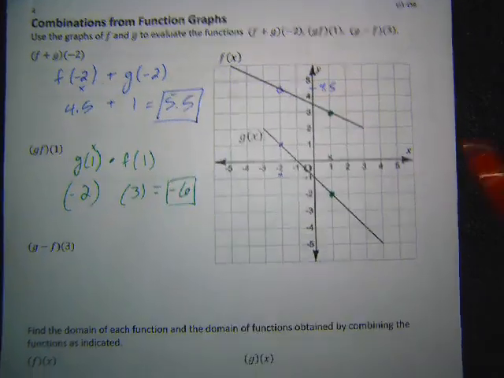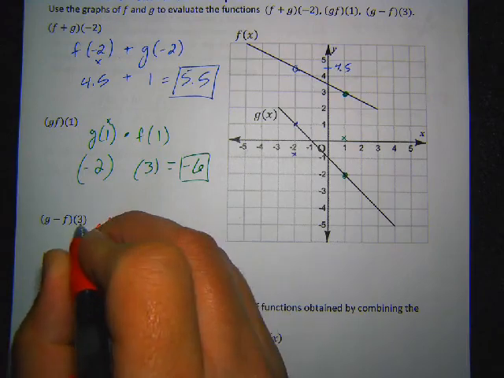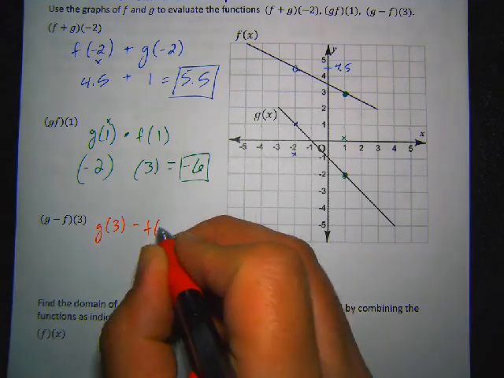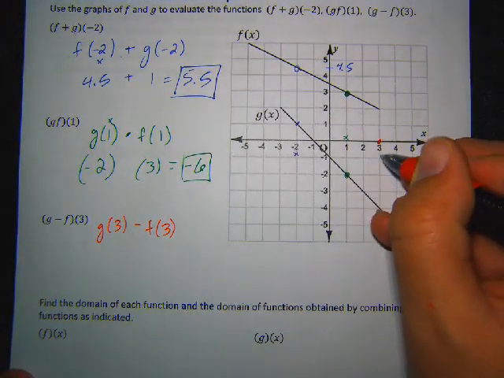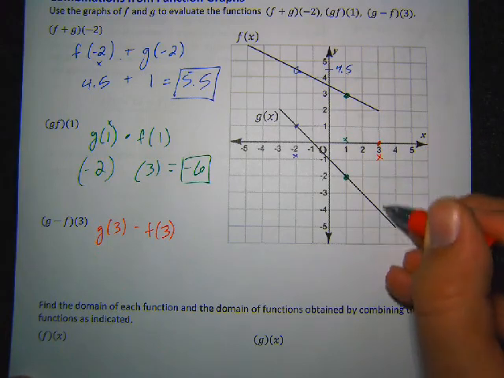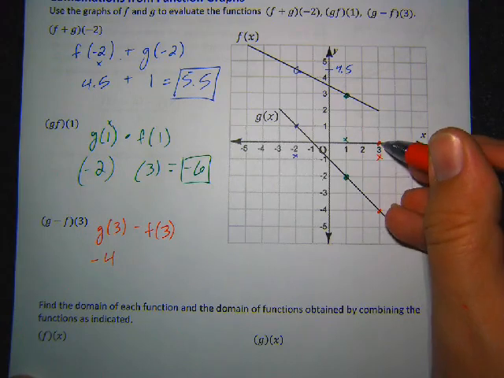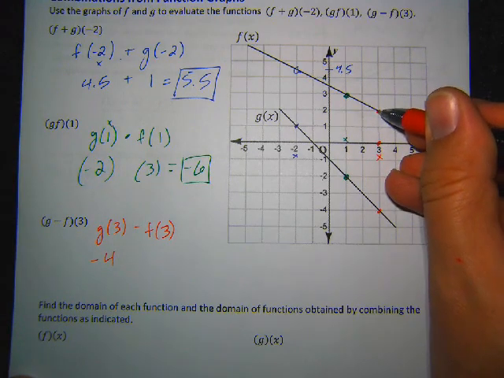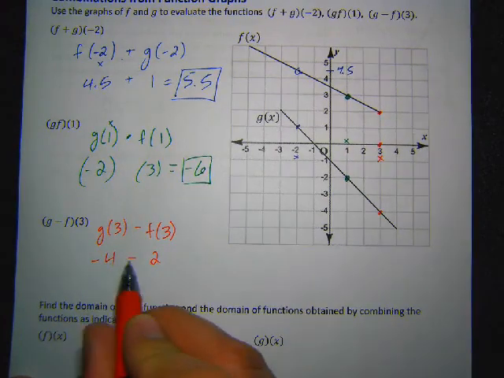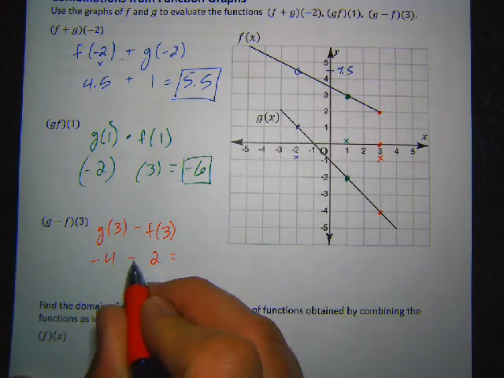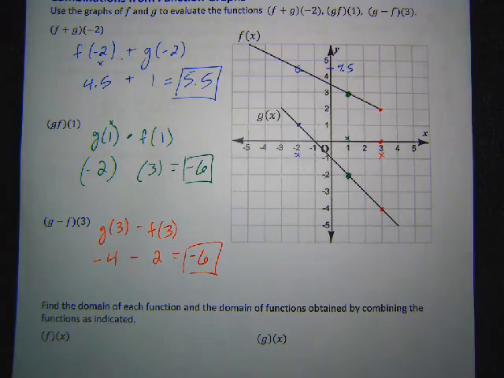Do one more. Let's do g minus f. So I'm going to do g of 3 minus f of 3. So I go over here to 3. That's my x. g of 3 is going to be all the way down here. It's going to be negative 4. So g of 3 is negative 4. And f of 3 is right here. That value is 2. f of 3 is 2. So negative 4 minus 2, well, if you subtract 2 more, you end up at negative 6 for that one. Negative 6 is the answer.